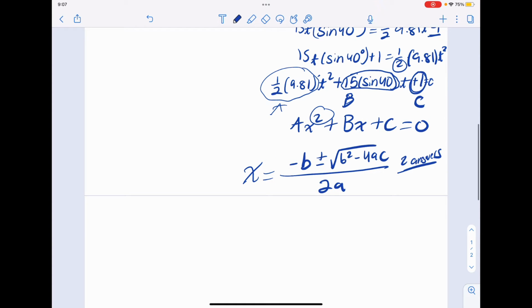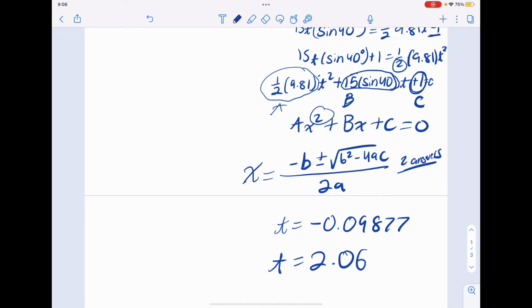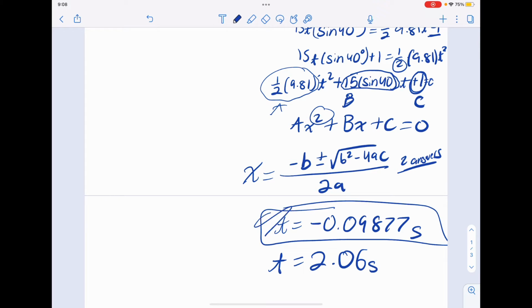Now, if you plug that all in, you're going to see that you get x or t. Okay, so you're going to get t equals negative 0.09877 and t equals 2.06 seconds. Now, can time be negative? No, right? So this is not our answer. Our time is 2.06 seconds.